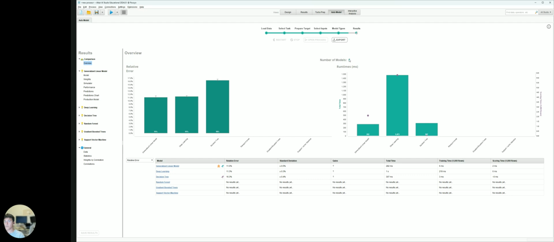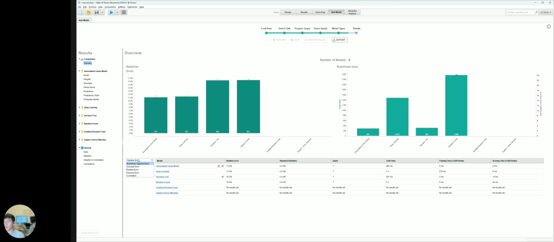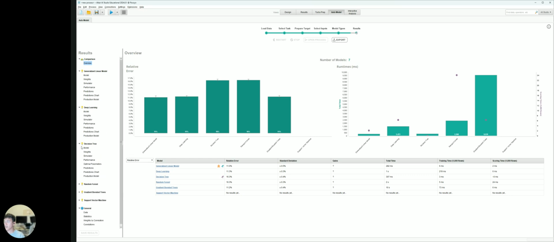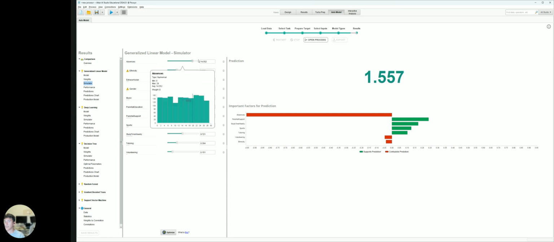The results are coming in, and we have things like relative error, root mean squared error, correlation, and absolute error on the side that we can select to see the differences between these models. Once it's finished, we can see the models themselves and the simulator for those models, to do greater analysis and determine what things are affecting the results.